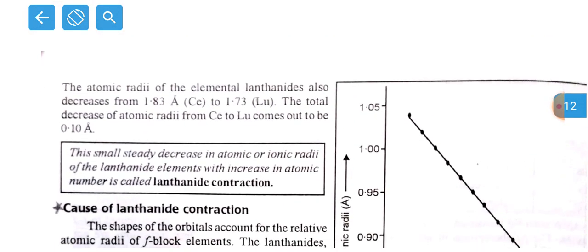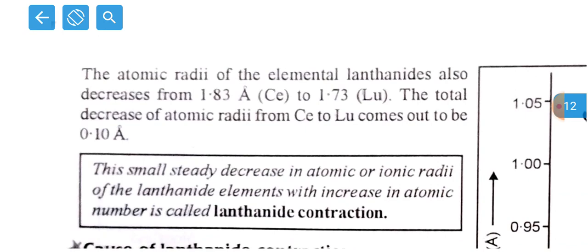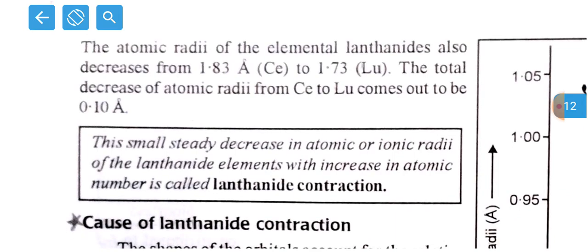The atomic radii of the elemental lanthanoids also decrease from 1.83 angstrom for cerium to 1.73 for lutetium. The total decrease of atomic radii from cerium to lutetium comes out to be 0.10 angstrom. This small steady decrease in the atomic or ionic radii of the lanthanoid elements with increase in atomic number is called the lanthanoid contraction.